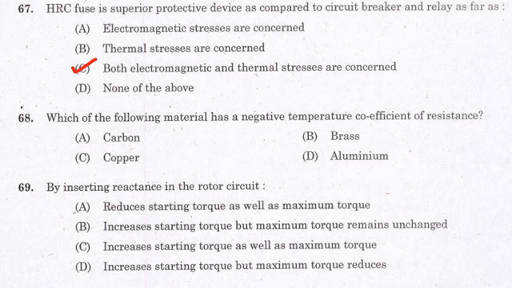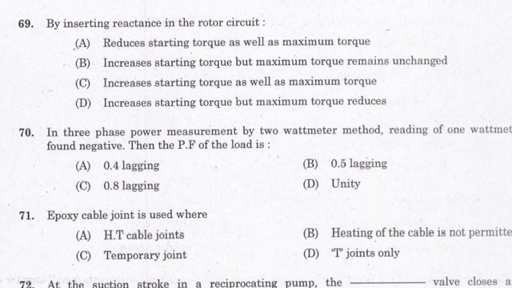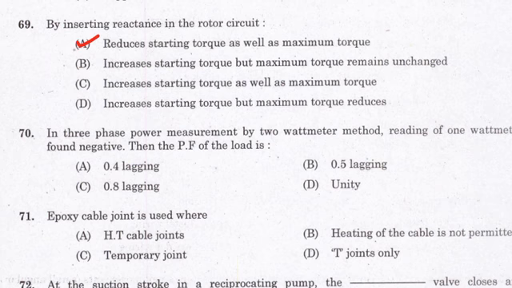Which of the following material has a negative temperature coefficient of resistance? Carbon, brass, copper, aluminium. And the right answer is option A, carbon. Next question. By inserting reactance in a rotor circuit: reduces starting torque as well as maximum torque; increases starting torque but maximum torque remains unchanged; increases starting torque as well as maximum torque; increases starting torque but maximum torque reduces. The right answer is option A, reduces starting torque as well as maximum torque.